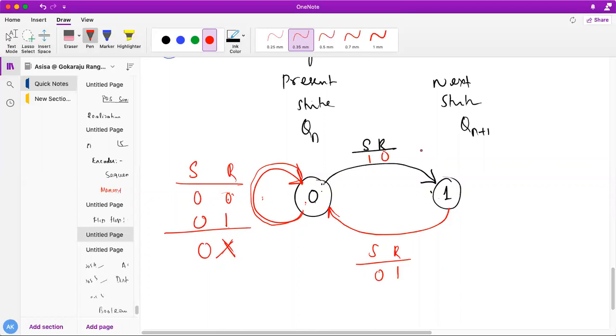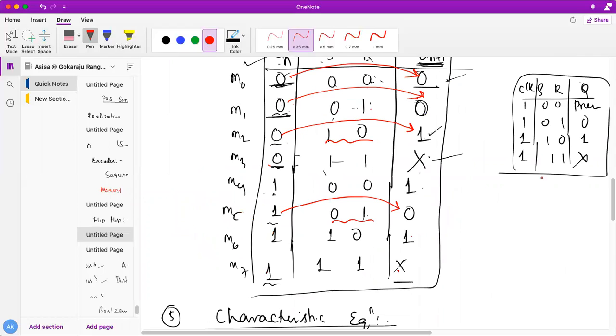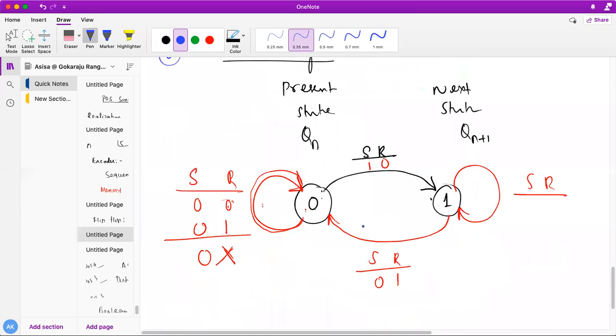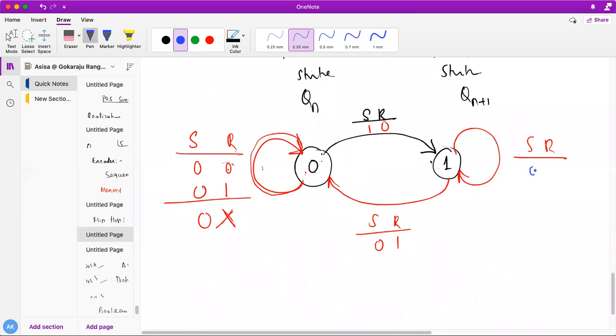Similarly, if I am transiting from 1 to 1, at that time what is my SR, students? If I am transiting from 1 to 1, see here, I am transiting from 1 to 1. This is one case. Again I am transiting from 1 to 1. So at that time what is my SR? 0 0 and 1 0. So my SR will be 0 0 and 1 0. So I can write this as don't care 0. Okay, do you all understand?